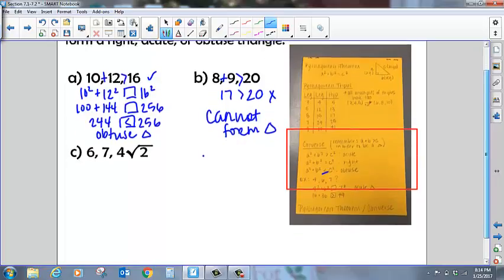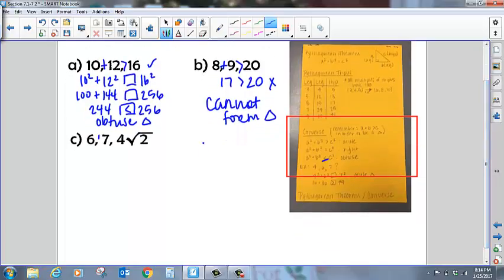Now for the last one, is 6 plus 7 greater than 4 square root 2? If you weren't sure just by looking at it, you could always put 4 square root 2 into your calculator. But since 6 plus 7 is 13, and it's 4 times the square root of 2, you know that 13 is going to be bigger than that. But if you wanted to confirm with your calculator, go ahead and substitute that in.